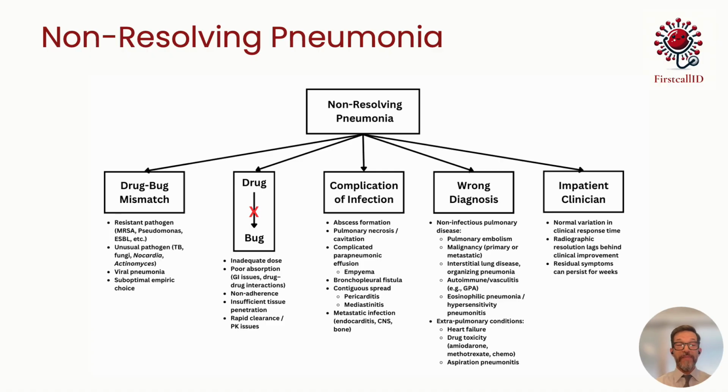Underneath each category, I've given some examples specific to patients with non-resolving pneumonia. I think if you're interested, just pause the video and take a look at these. They're a pretty comprehensive list, and maybe not every one is relevant to a particular patient, but at least things to consider when you're assessing these patients.